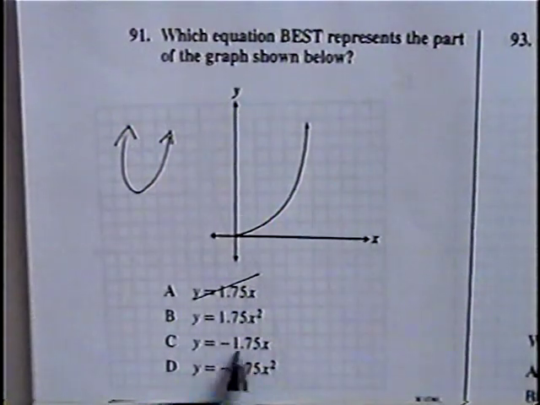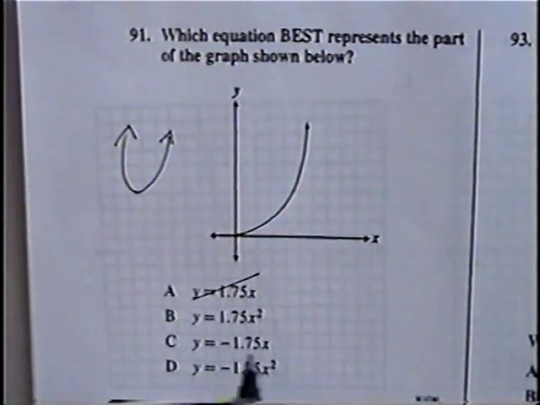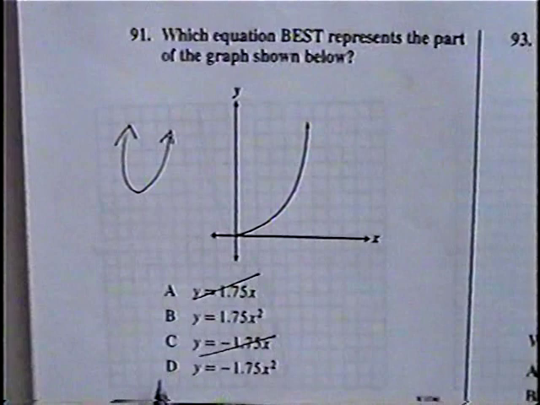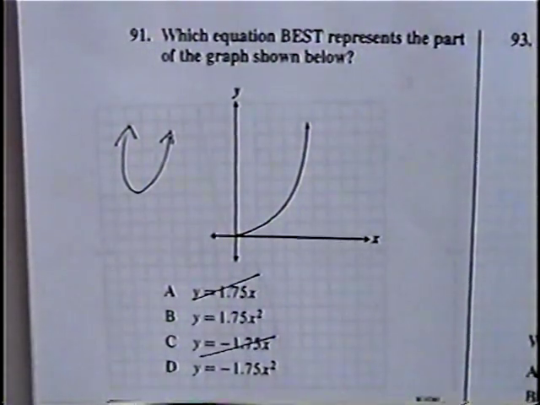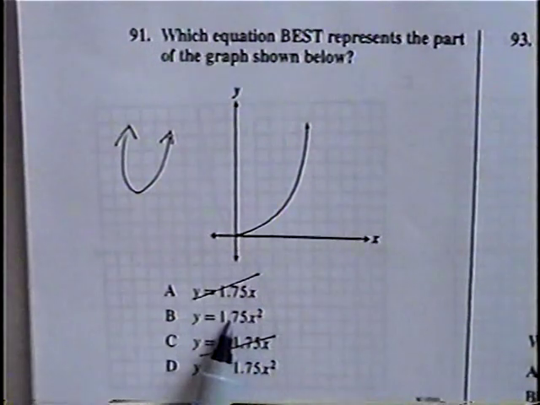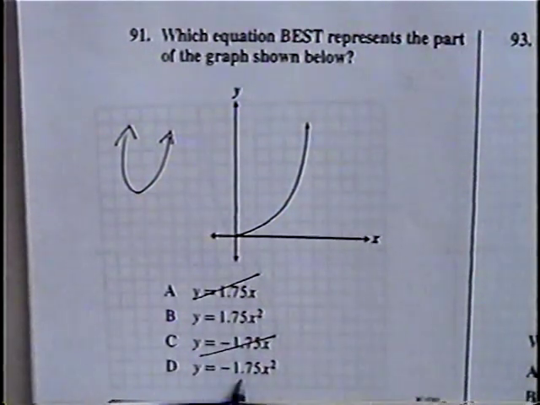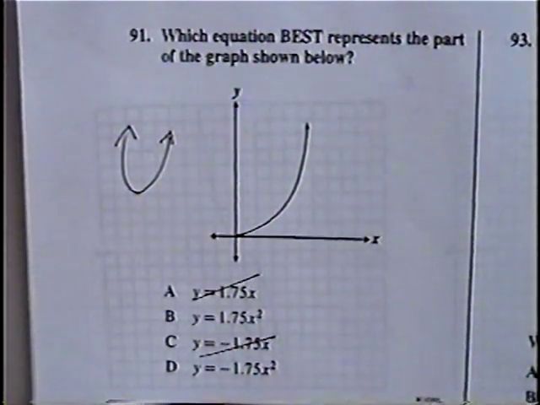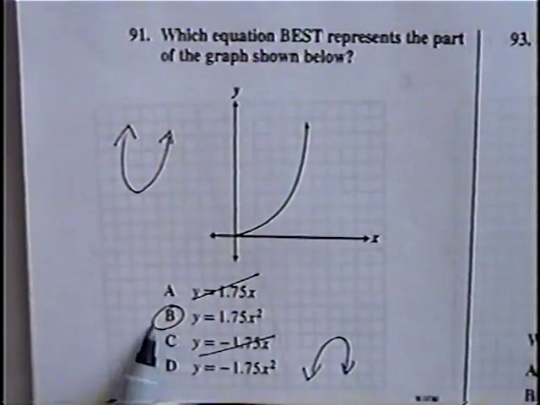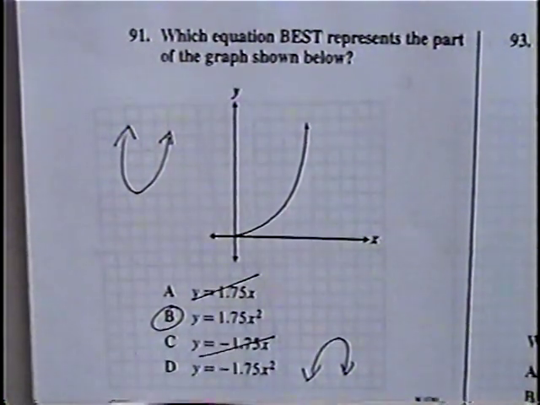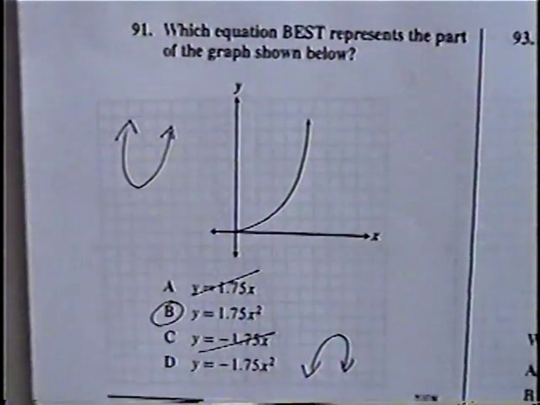Letter C again is in the equation y equals mx plus b, which would be a straight line. And letter D has x squared, which again would be a parabola or U-shape. The difference is one is positive 1.75 and one is negative 1.75. To get a parabola U-shape pointing up, that would be positive. If it was negative, the U-shape would be pointing down. So the correct answer would be D, 1.75 x squared.